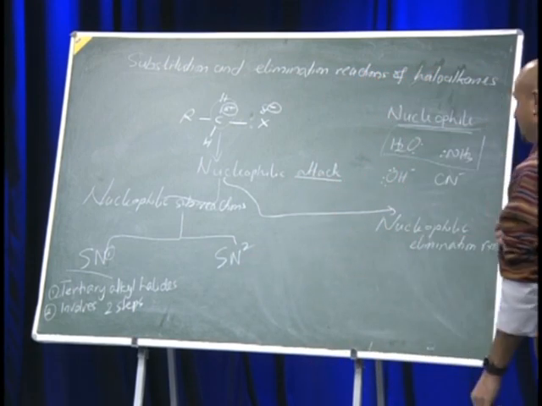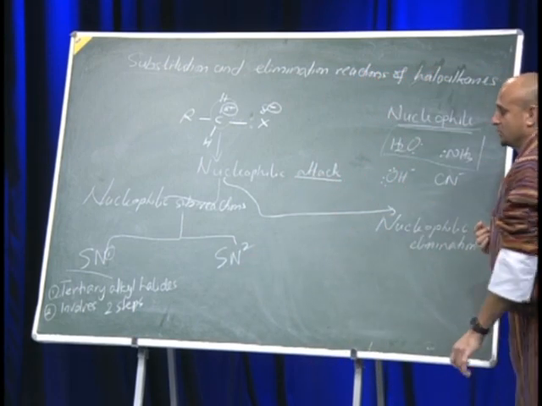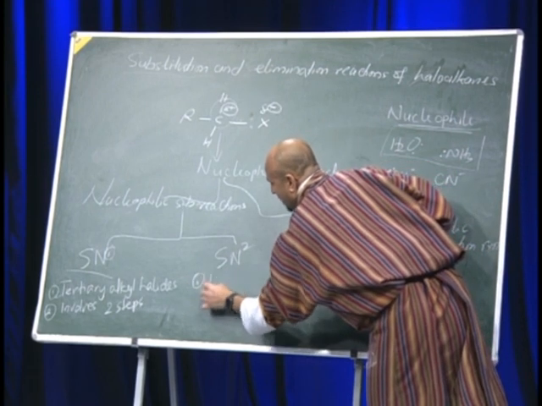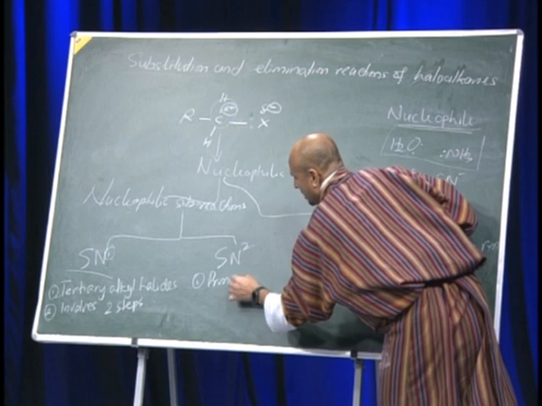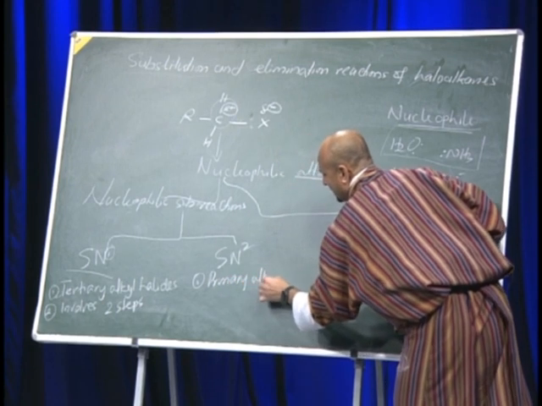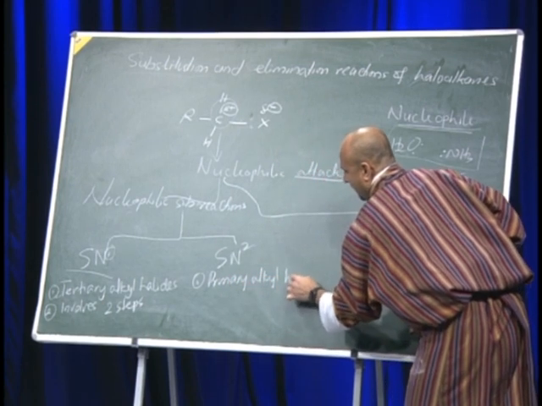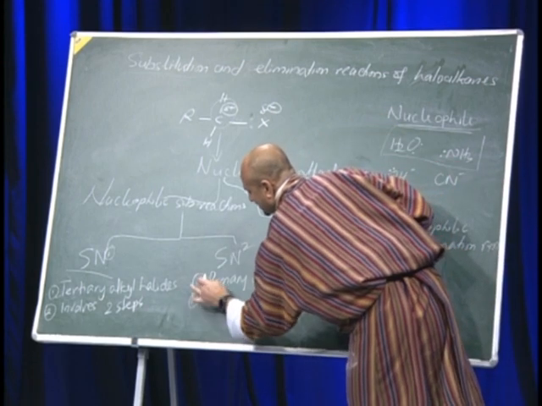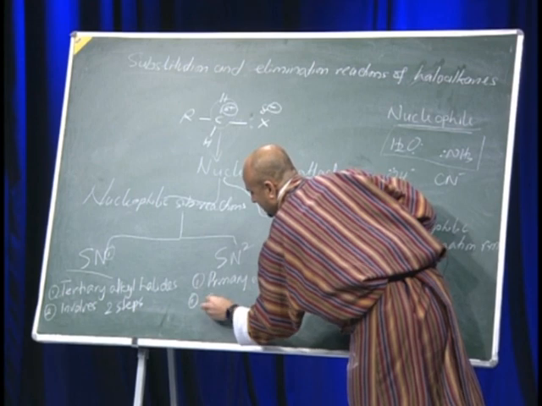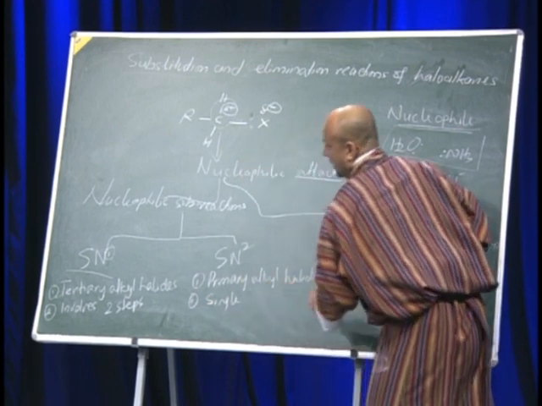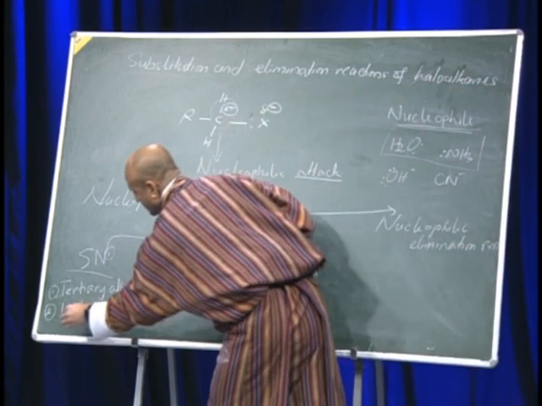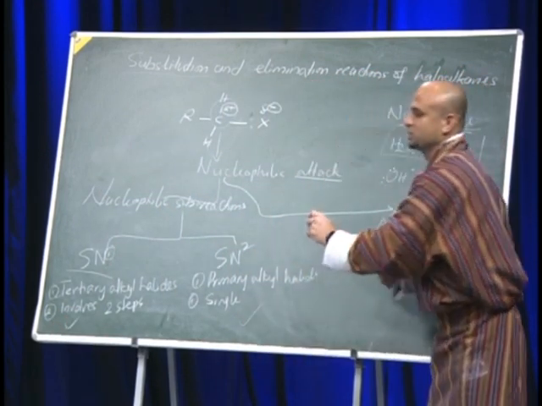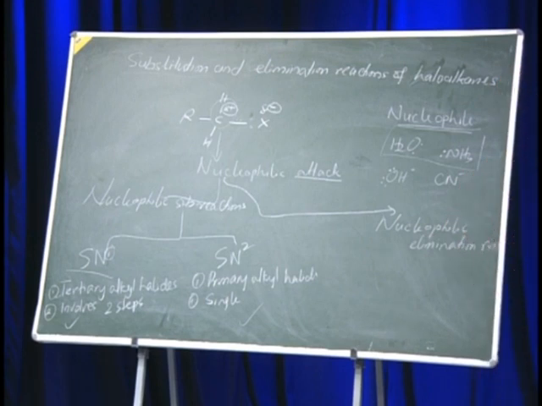Whereas in SN2 reaction, this type of reaction is usually undergone by primary alkyl halide, and it involves only a single step. Here it does not involve the formation of an intermediate compound, whereas SN1 involves the formation of an intermediate compound.